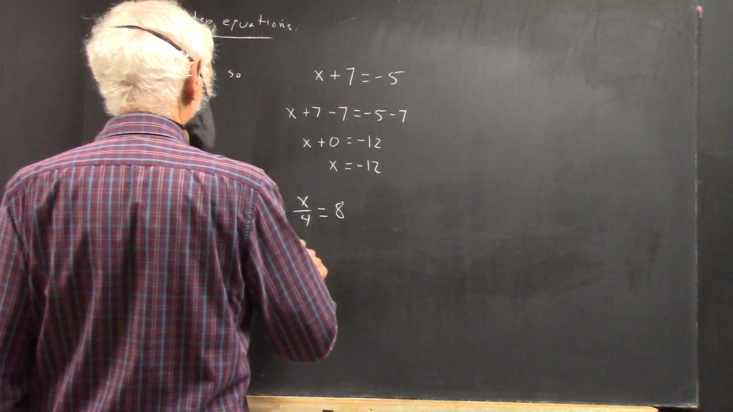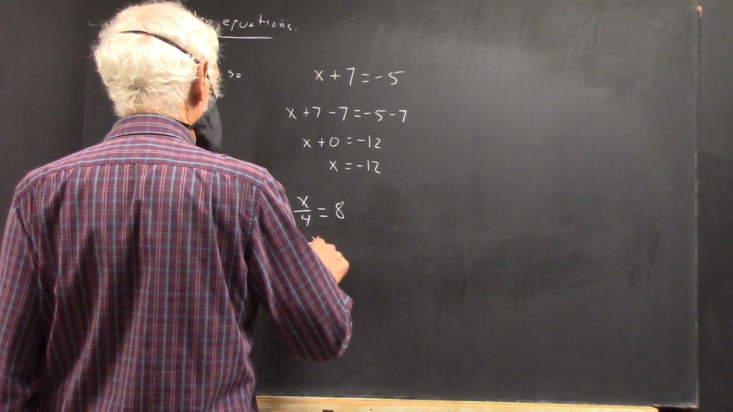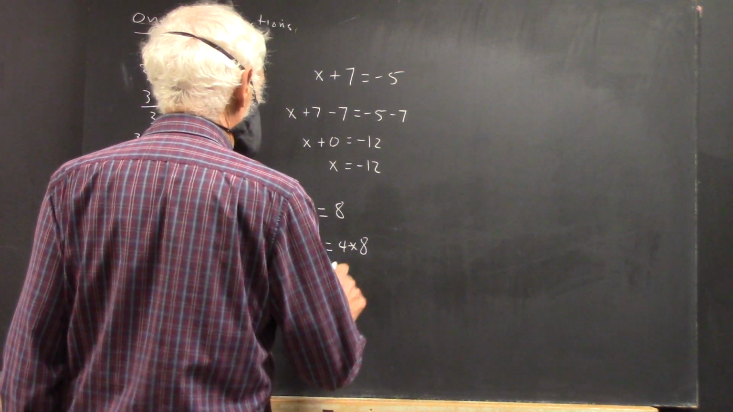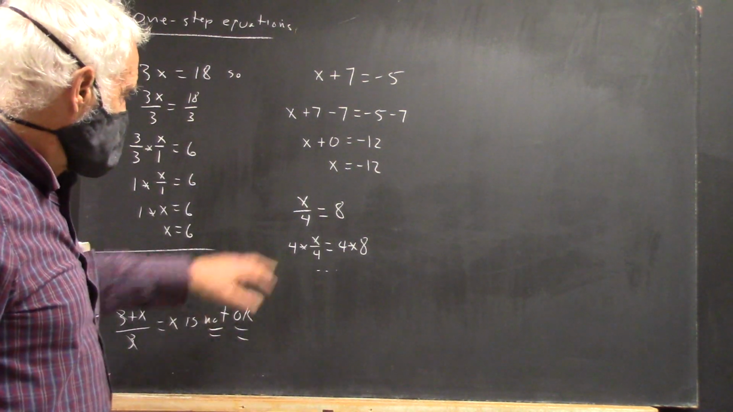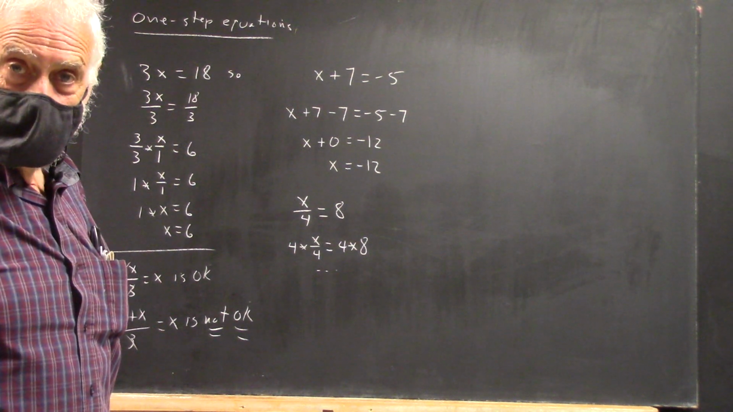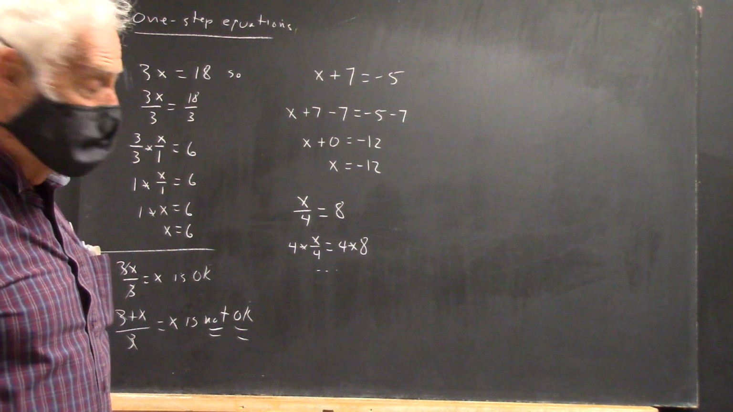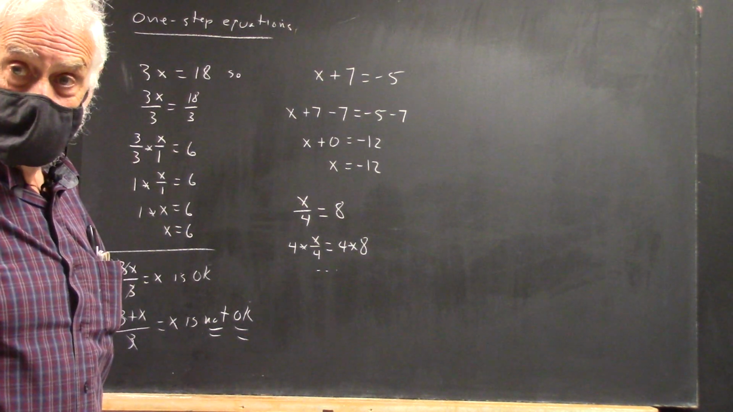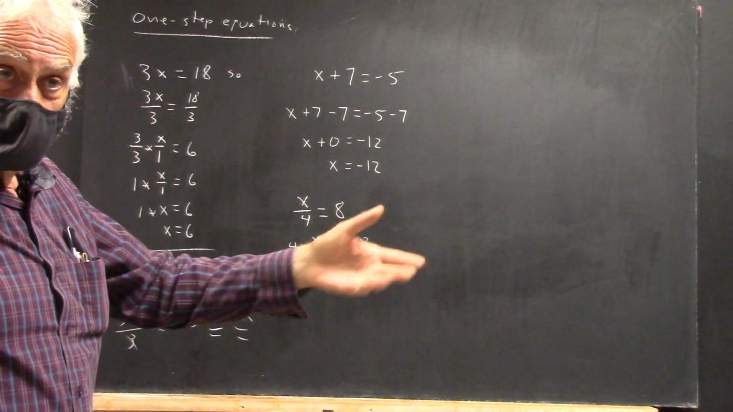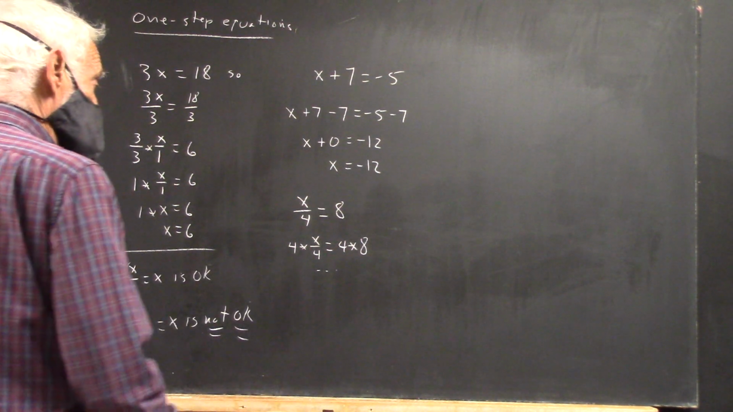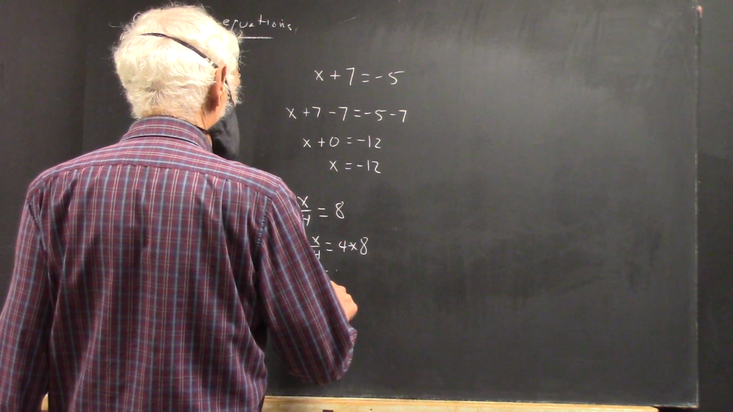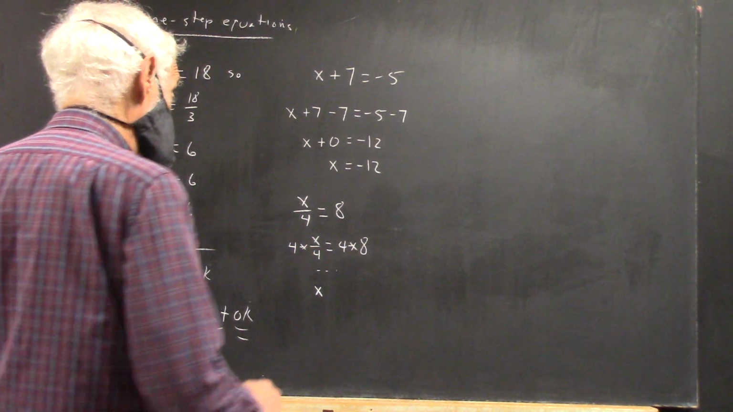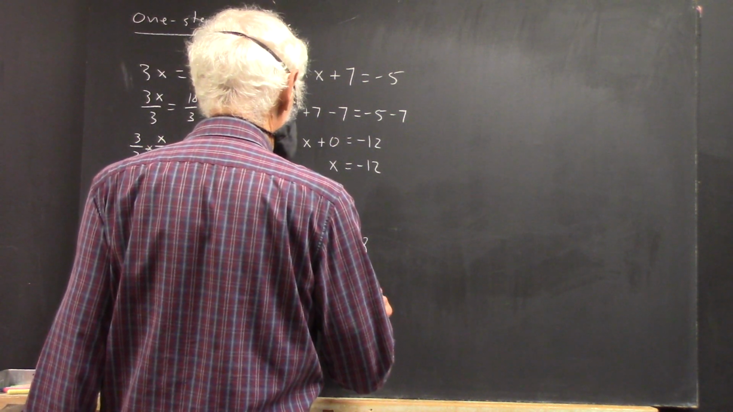So anyway, you do 4 times x over 4 equals 4 times 8. And then there are some steps. Maybe you think you can cancel this with this, and you can, but that's because you can express this as 4 over 4 times x over 1. And the 4 over 4 gives you 1, and x over 1 is x. And you end up with x. So I've got some dots here. There's some stuff you have to think about to make sure you're not messing it up. And you get x equals 32.